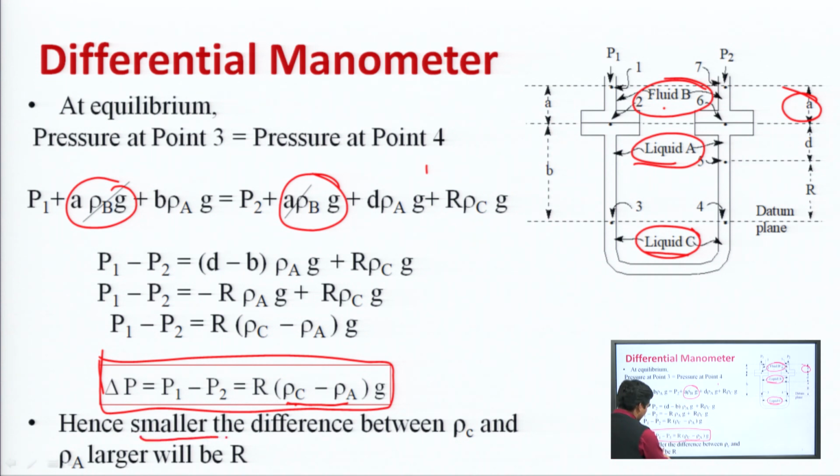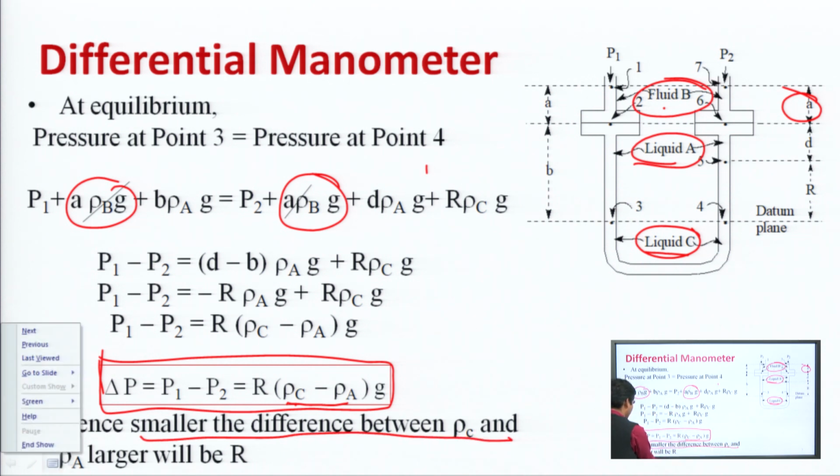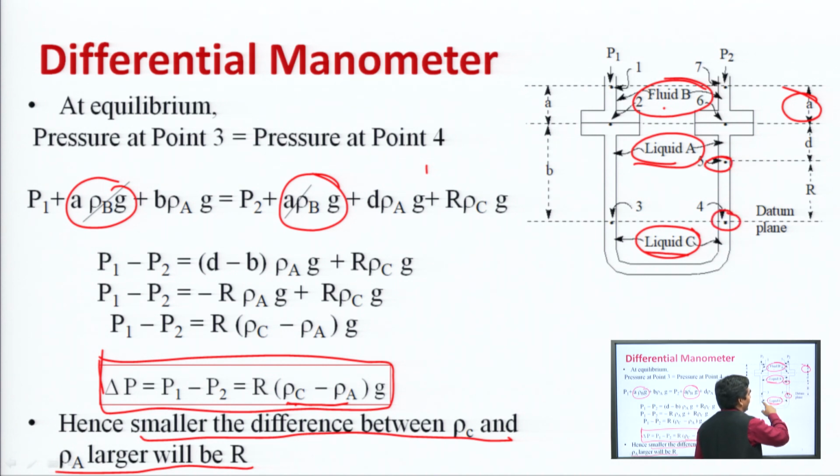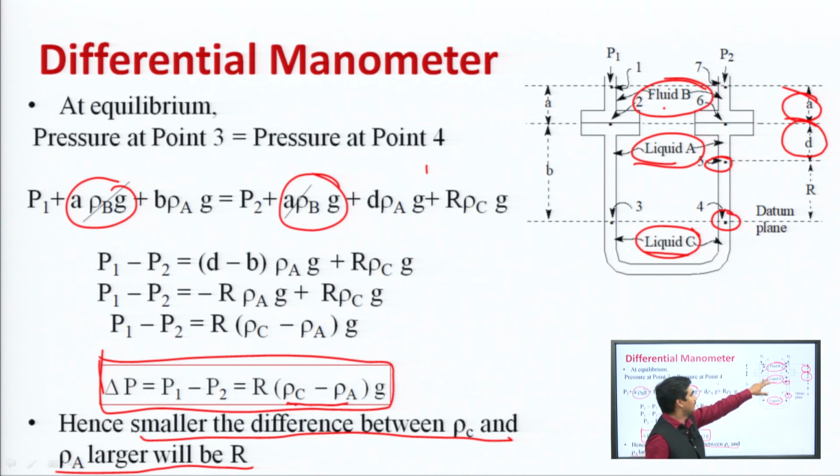Hence, the smaller the difference between rho c and rho a, the larger will be the value of R. R means the distance travelled between point number 5 and point number 4 by liquid C. One more thing, from this equation it is also independent of the distance d travelled by liquid A in this manometer. Now, this is all about the differential manometer.